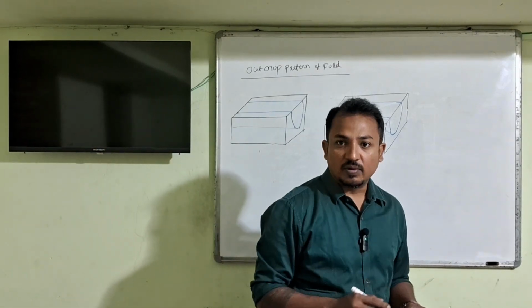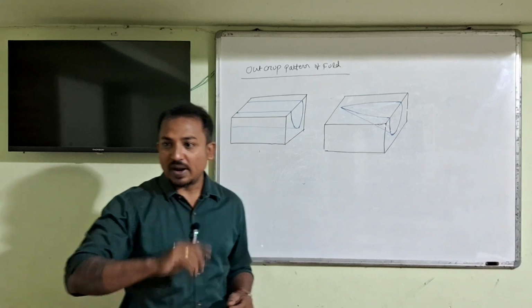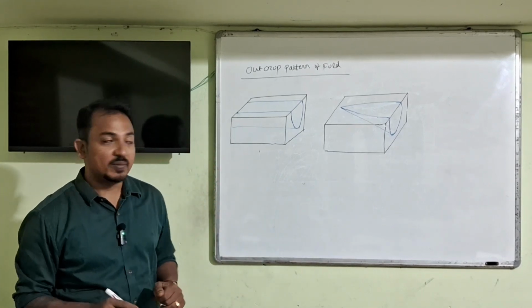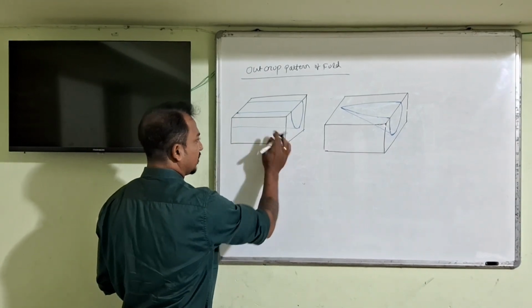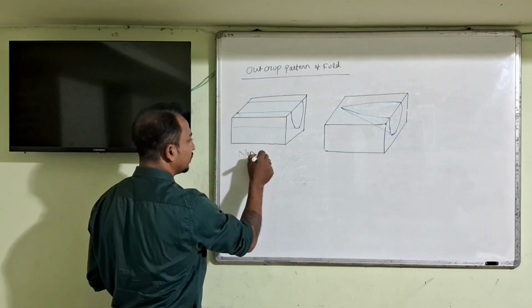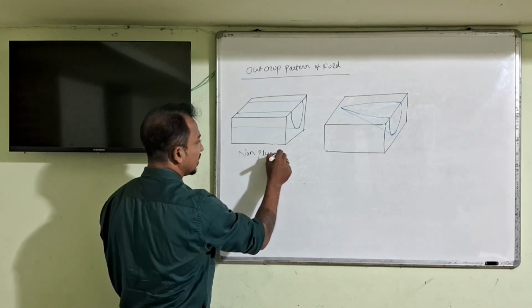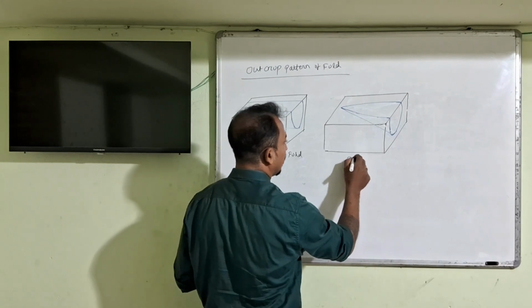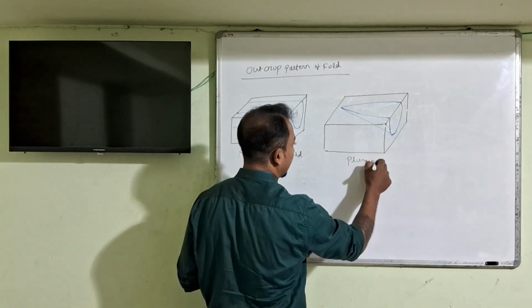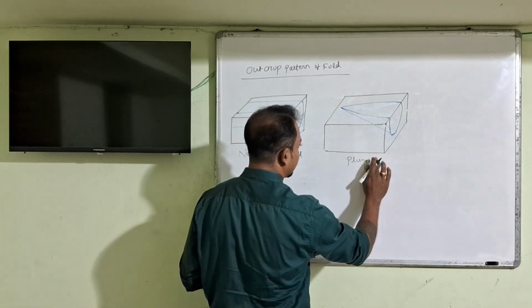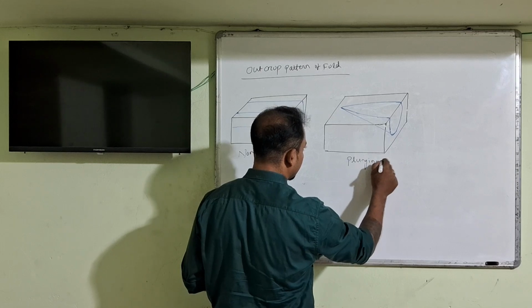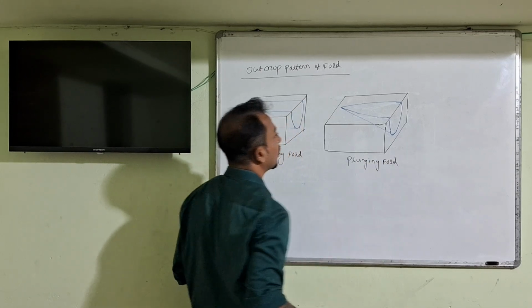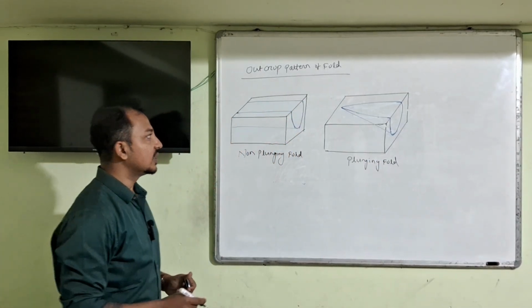But in a plunging fold, the outcrop line will be curved. Suppose these are two examples. This is a non-plunging fold. This is your plunging fold. Both are synclines, or synforms, you can say.